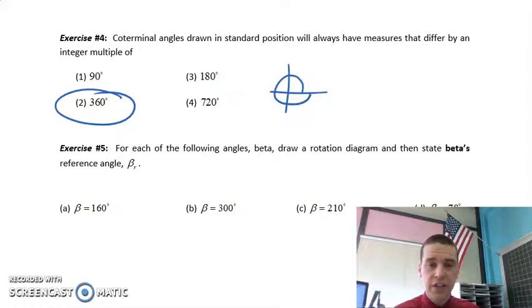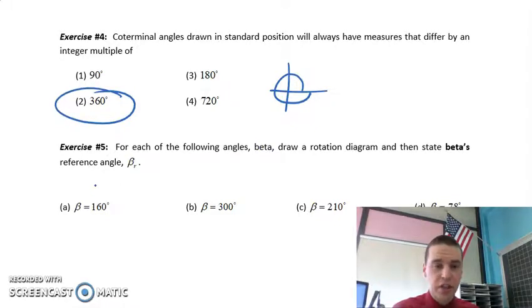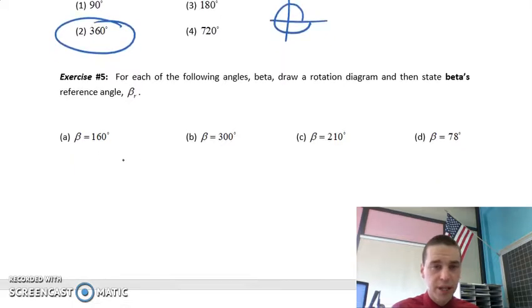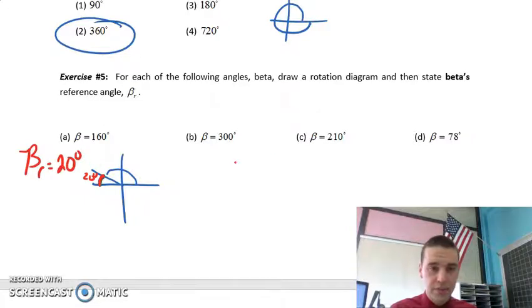This is for each of the following. For number 5, draw a rotation diagram and then state the reference angle. So this is the important part, and I was talking about this before. The reference angle, so 160 degrees is right there. What is this distance right there? And that answer, to get to 180 degrees, would be 20 degrees. And so the reference angle, beta r, equals 20 degrees.